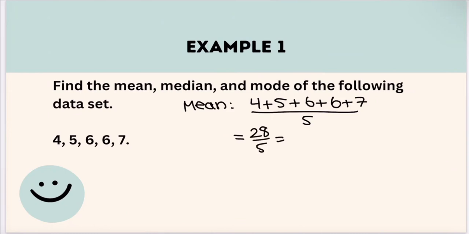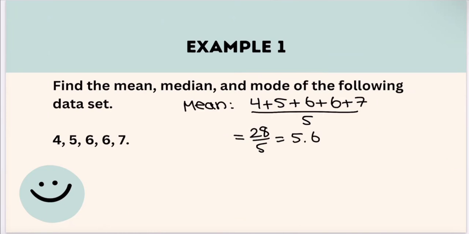Now, it's okay if this does not give us a whole number. If we do 28 divided by 5 in our calculator, we get 5.6, and that's perfectly acceptable. Oftentimes, the mean will not necessarily be a whole number, even if all the numbers in our data set are whole numbers.